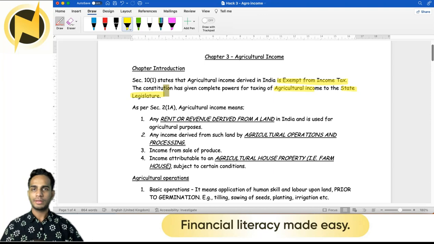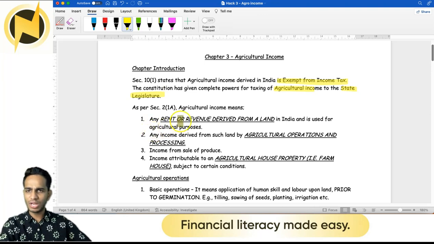Alright. Now, what is this particular agricultural income that we are talking about? Is it just farmers going and growing crops? Or is it also the person who owns the land and conducts the farming by hiring other people? So what is this agricultural income?